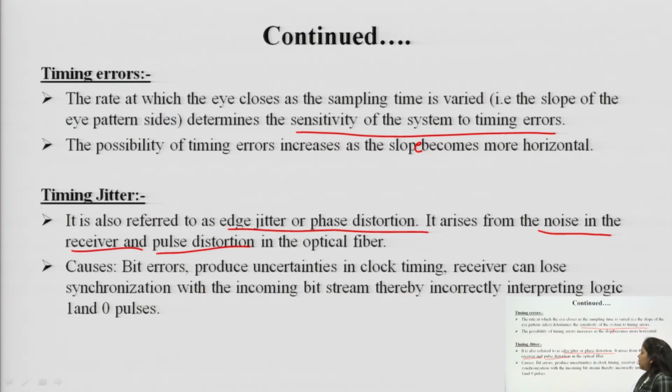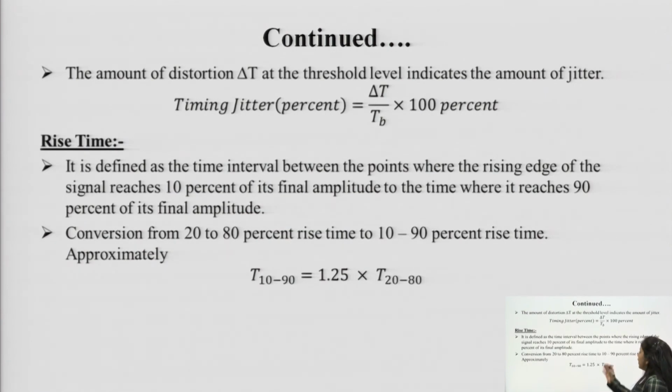Causes are bit errors, which produce uncertainty in clock timing, and the receiver can lose synchronization with the incoming bit stream, therefore incorrectly interpreting logic 1 and 0 pulses. So, these are the causes which occur when timing jitter occurs. It causes bit errors and uncertainty in the clock timing, and the receiver can lose synchronization with the incoming bit stream, whether 1 is received or whether 0 has been received. It is calculated from the amount of distortion at the threshold level to our bit period TB.